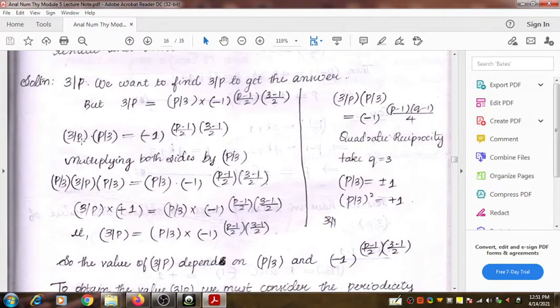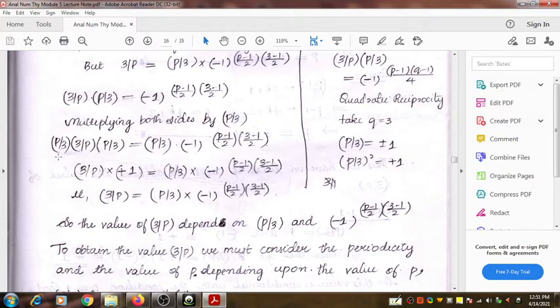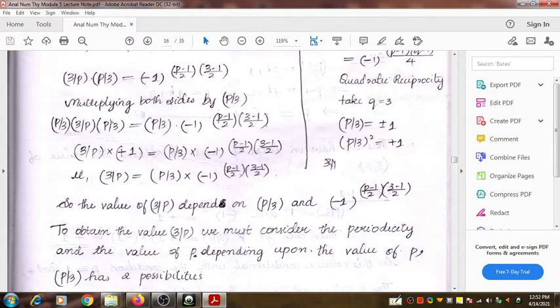But this can be simplified by multiplying both sides by (p/3). We get (p/3)·(3/p)·(p/3) on the left, and (p/3)·(p/3) becomes (p/3) squared. The right side becomes (p/3)·(-1)^((p-1)/2 · (3-1)/2). After simplification, we have (p/3) the whole squared, which equals plus 1.